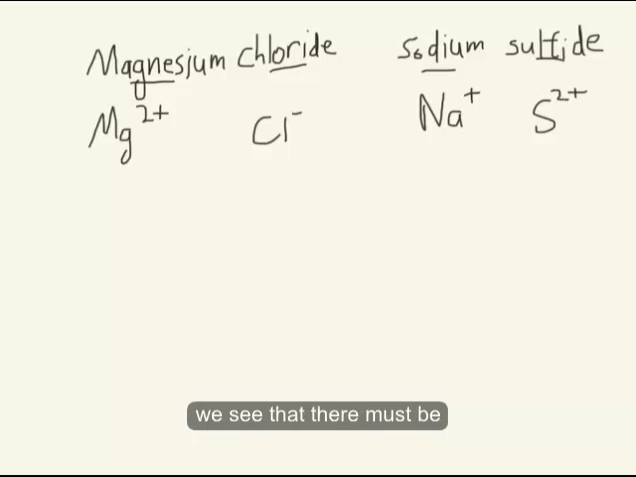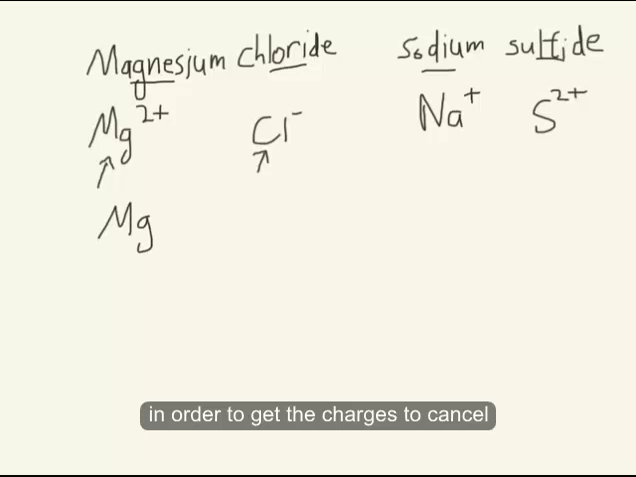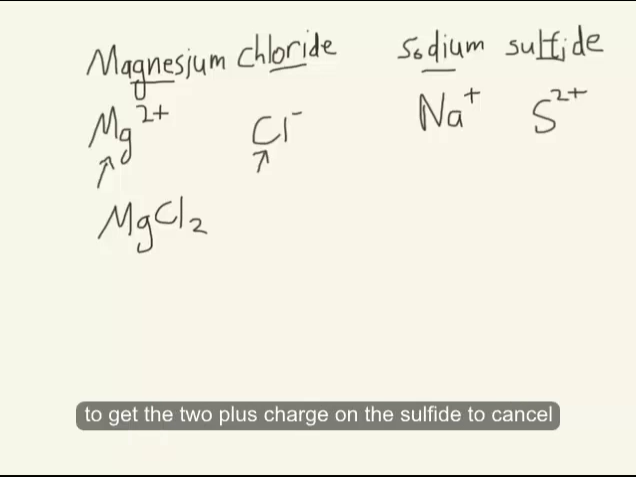We see that there must be 2 chlorides for every 1 magnesium in order to get the charges to cancel. And there must be 2 Na to get the 2 plus charge on the sulfide to cancel.